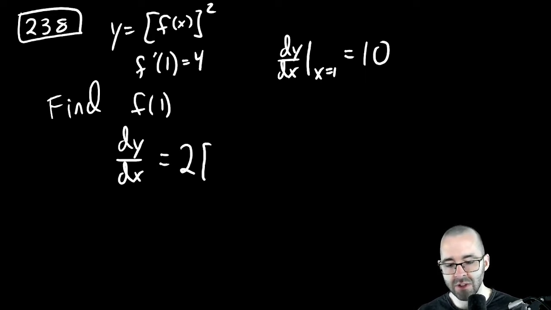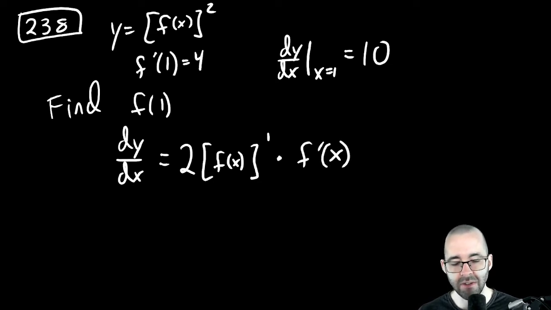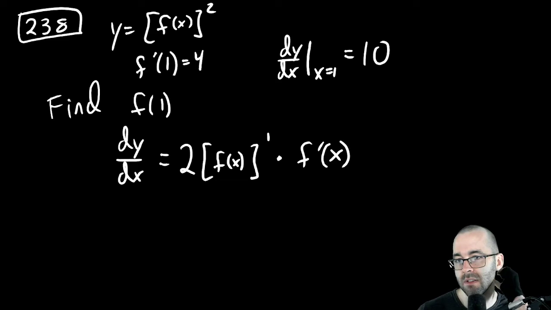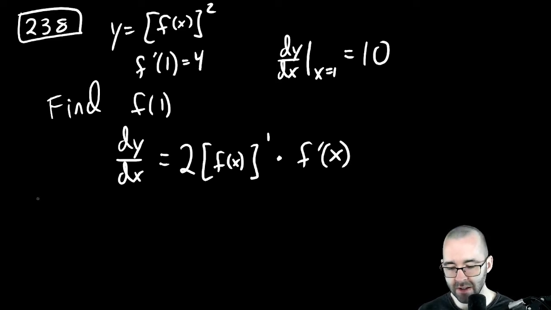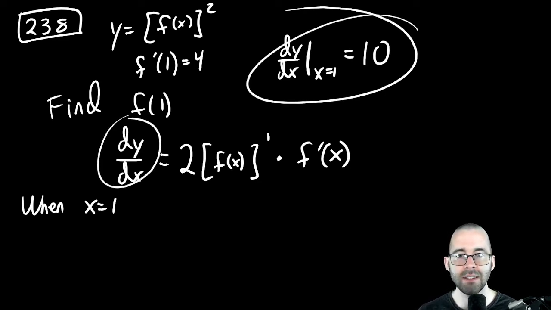It is equal to, we're going to have to use the chain rule. Derivative of the outside function with the power rule. Leave the inside function alone. Multiply by the derivative of the inside function. All right, that's the chain rule. And now, here's the reason why it's going to work out: now we know everything here when x is equal to 1. Right, when x is equal to 1, dy/dx is 10.